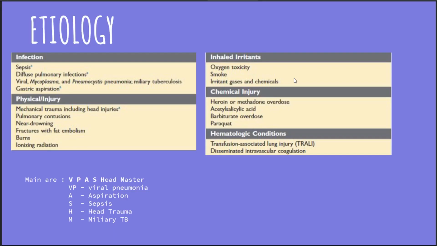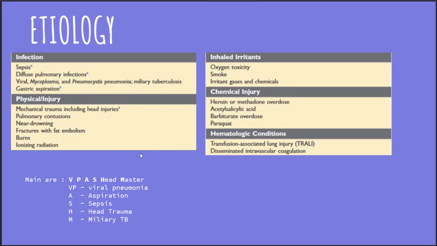Now, etiology. There are a lot of etiologies regarding ARDS, but the main etiology can be remembered by this mnemonic, that is VPAS headmaster. So, VP for viral pneumonia, A for aspiration, S for sepsis, H for head trauma, and M for miliary TB.